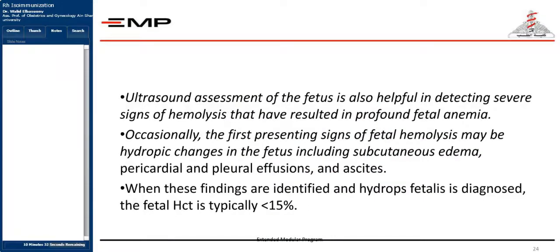Ultrasound assessment of the fetus is also helpful in detecting severe signs of hemolysis that have resulted in profound fetal anemia. Occasionally, the first presenting signs of fetal hemolysis may be hydropic changes in the fetus, including subcutaneous edema, pericardial and pleural effusion, and ascites. And unfortunately, these may be a bit late. When these findings are identified and hydrops fetalis is diagnosed, the fetal hematocrit is typically less than 15%. So it's much better to diagnose the condition early by following up the Rh titer and early detection of signs of anemia using the peak systolic velocity of the middle cerebral artery.